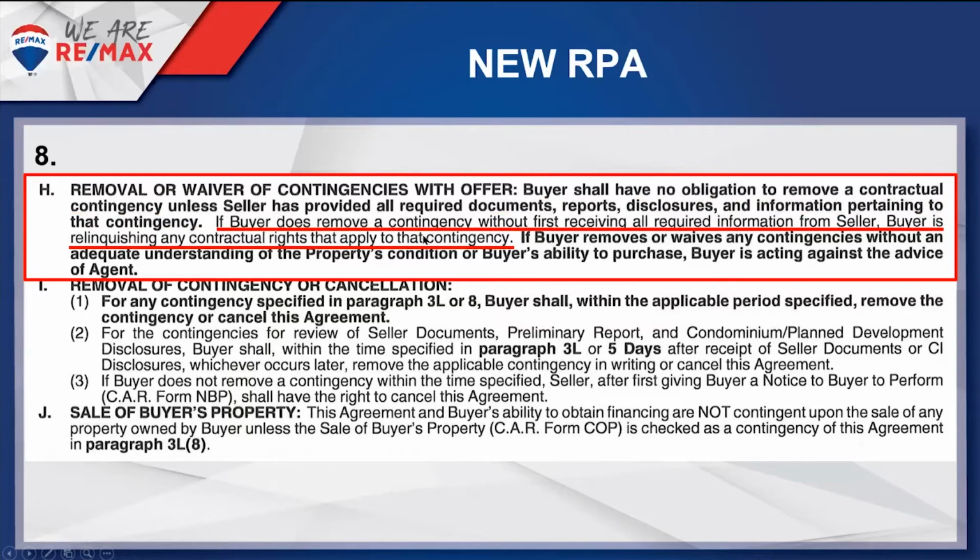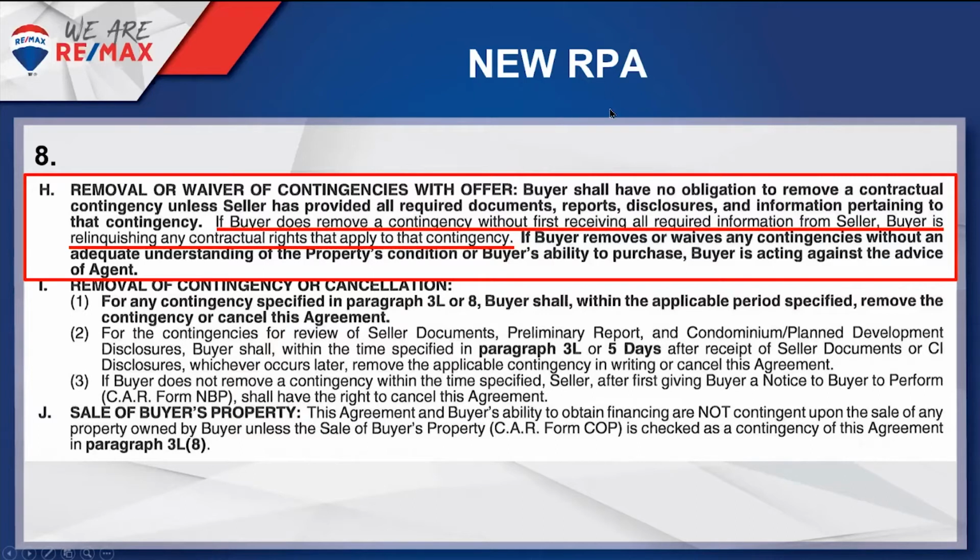If the buyer does remove a contingency without first receiving all required information from the seller, the buyer is relinquishing any contractual rights that apply to that contingency. Now, that does not apply to statutory disclosures that would include the TDS, the natural hazard zone report from a third party natural hazard company, the lead-based paint disclosure, if it's applicable, and the fire hardening and defensible space disclosure, if that's applicable. Those will automatically reinstate a contingency.